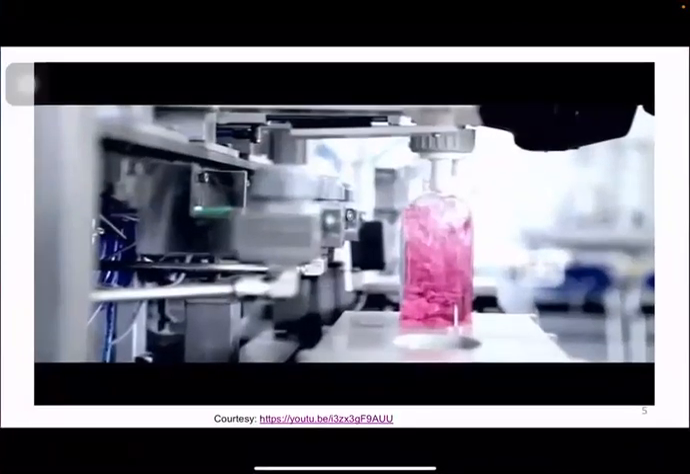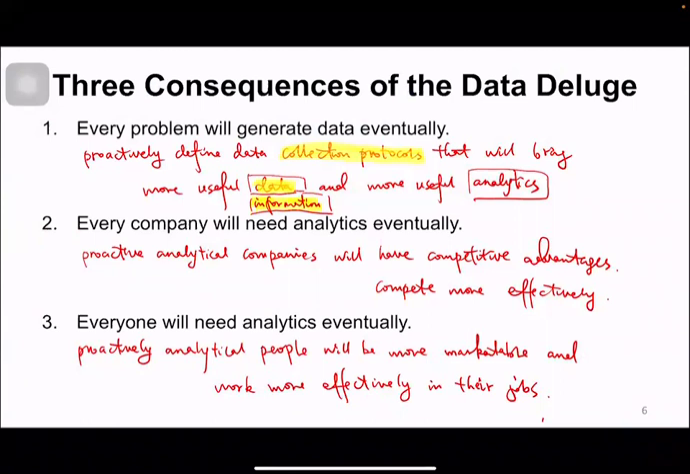So these are the three examples of the data deluge. As we can see, we have the racing industry, the racing car, the digital factory, and health wearables. So, three consequences of big data. Now, every problem will generate data eventually. So why don't we proactively define data connection protocols? So what does this mean?